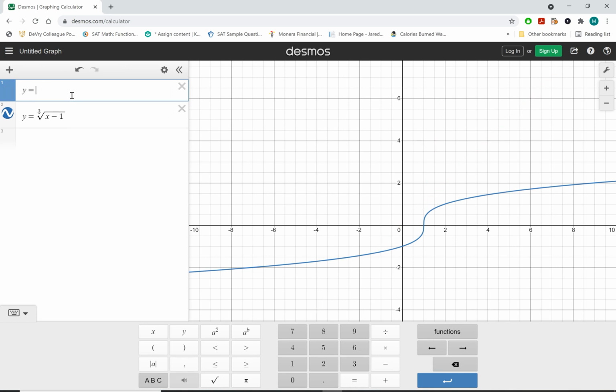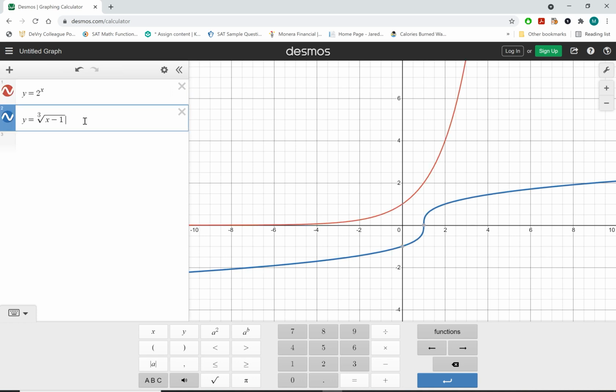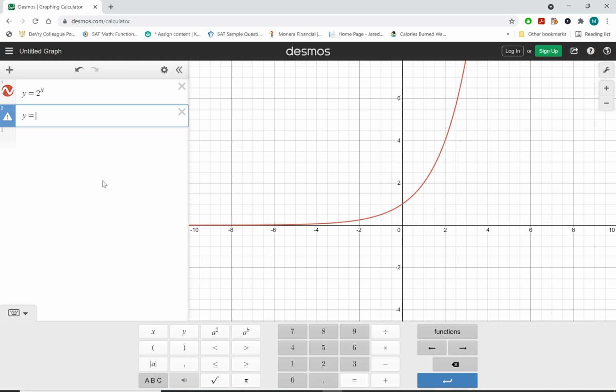This is now going to be an exponential function with a base 2 raised to the x power. That's what that looks like. And over here, we're going to do the logarithmic equivalent. So let me go to functions.